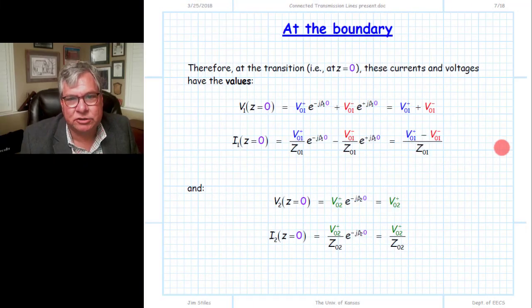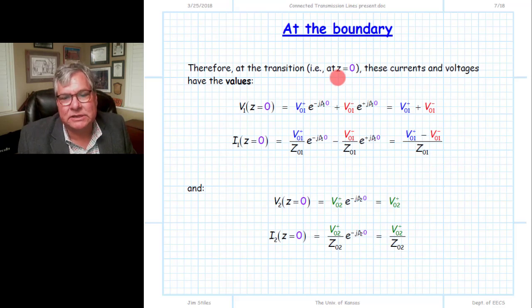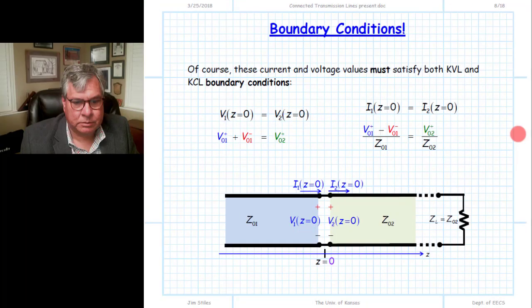So let's then evaluate these voltages and currents at our boundary, at the location index of z equal to 0. For V1 and I1, we find that the results depend on both V01 plus and V01 minus. For the second transmission line on the right side, we find that the result depends only on V02 plus. And of course that makes sense because V02 minus on the second transmission line is equal to 0 since our line is terminated in a matched load. Applying then the boundary conditions, we find that we have two expressions relating the wave amplitudes V01 plus and V01 minus, the wave amplitudes on the left side of the structure, to the single unknown wave amplitude V02 plus on the right side of the structure.